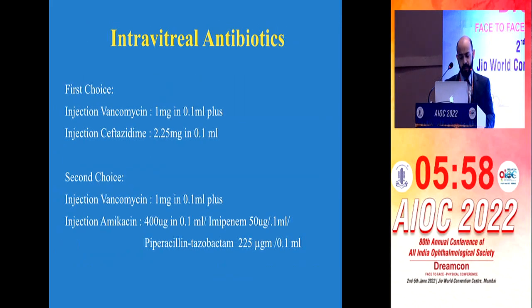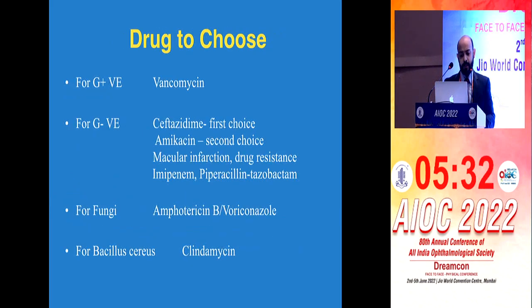Now, about the choice of intravitreal antibiotics, it actually depends on what organism you are suspecting. Now, for gram-positive, vancomycin is still the drug of choice. For gram-negative organisms, although ceftazidime is considered to be the first choice, still, in case of very virulent organisms, we now go directly for imipenem or piperacillin tazobactam. This is because, although most gram-positive are still responsive to vancomycin, the case is not the same for gram-negative organisms.